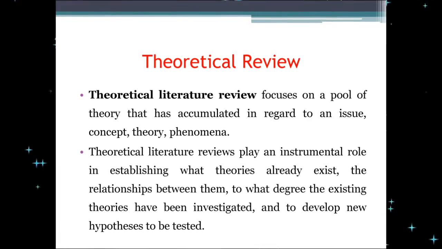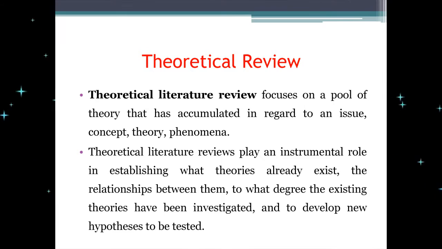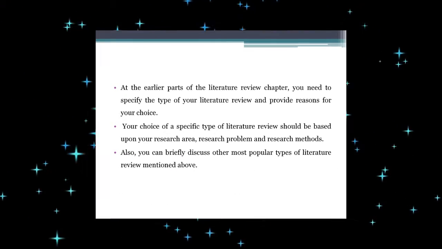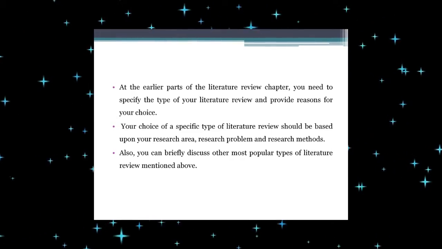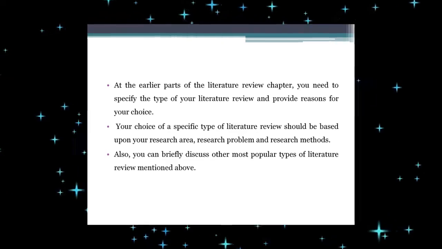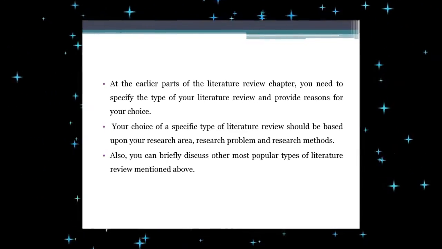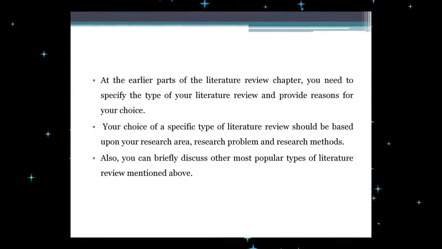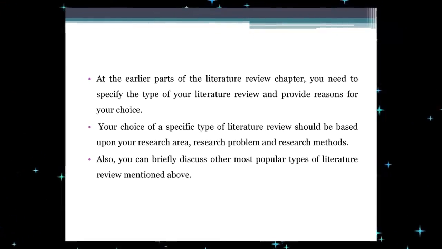In the earlier parts of the literature review chapter, you need to specify the type of your literature review and provide reasons for your choice. Your choice of a specific type of literature review should be based upon your research area, research problem, and research methods. Also, you can briefly discuss the other most popular types of literature review mentioned above.